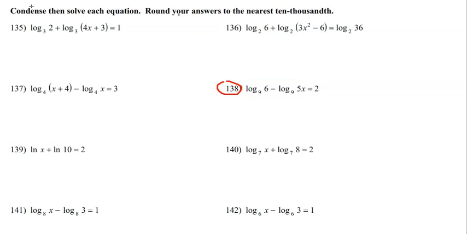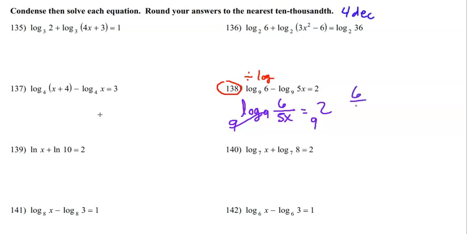Condense then solve each equation. Round your answers to the nearest 10,000. That's 4 decimal places. So we have log 9 of 6 minus log 9 of 5x equals 2. We're going to use our division property. So then we have log base 9 of 6 divided by 5x equals 2. To get rid of the log, we're going to base each side by 9. So then we have 6 over 5x equals 9 squared, which is 81. Okay, let's cross multiply.